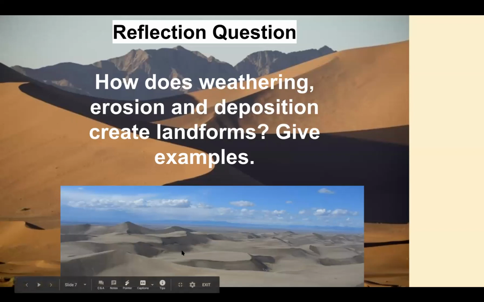So here in that pretty picture on the bottom, that is the Star Dune. It is over 755 feet tall, and it's part of the Great Sand Dunes of Colorado. So we do have some amazing sand dunes here in the United States, and I highly encourage you guys, if y'all have the chance, to go to the Monahans sand dunes in Texas as well.